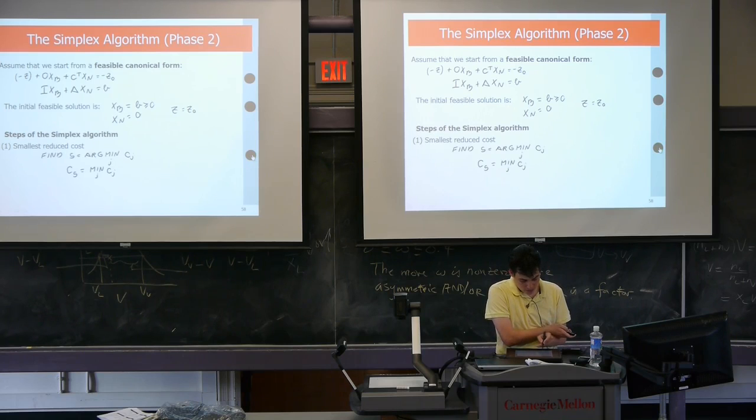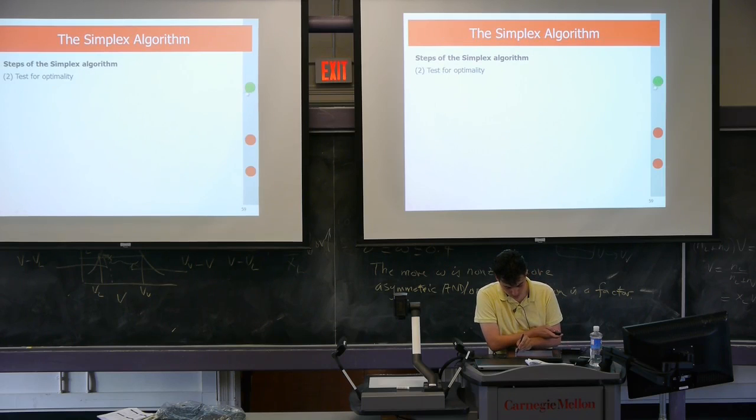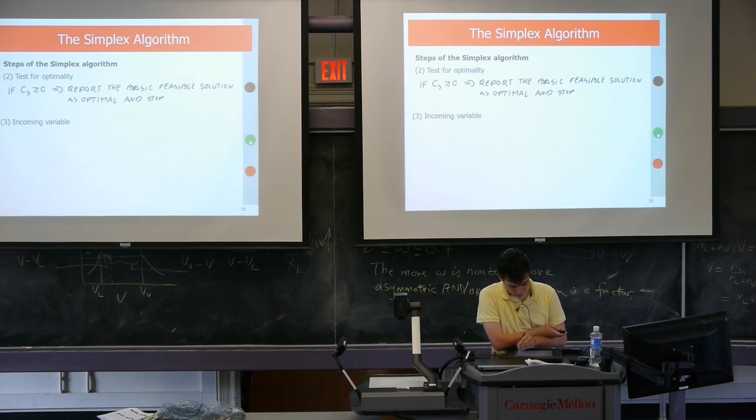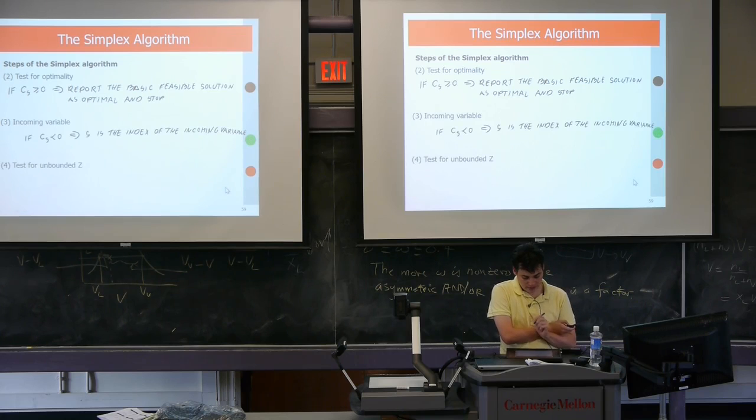And here are the formal steps. In the first step, you want to find that column S that minimizes the relative cost, denoted by CS. That's the minimum of all the relative costs. If they are all non-negative, then you report this basic solution as optimal and stop. If there's a negative value, then S will be the index of the incoming variable. In the last example, that was 5.